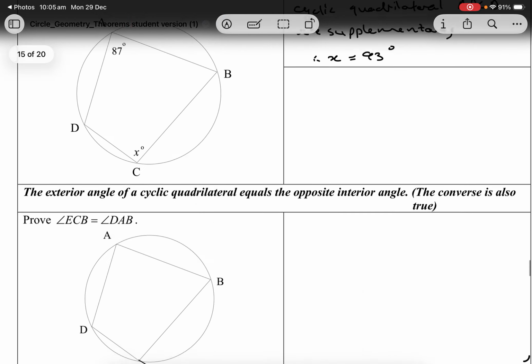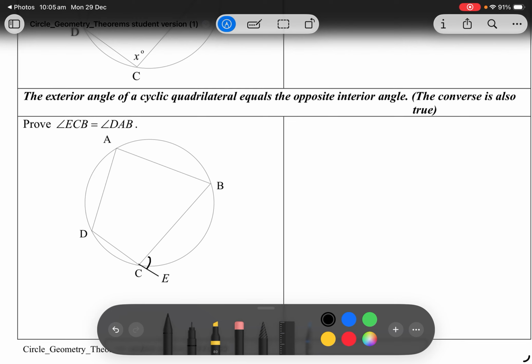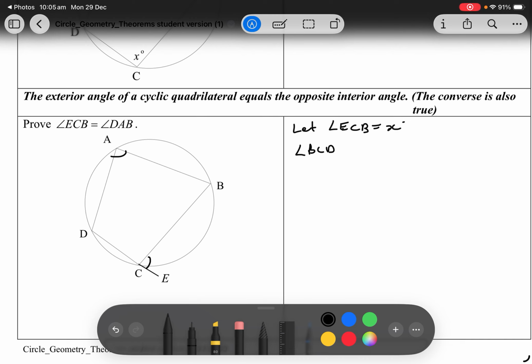So moving on to another one. We're trying to prove that the exterior angle of a cyclic quadrilateral equals the opposite interior angle. So we're trying to prove here that ECB equals DAB over here. Okay, so to start this off, I'm going to let angle ECB equal X. So therefore, angle BCD is going to be 180 minus X, because this is angles on a straight line.